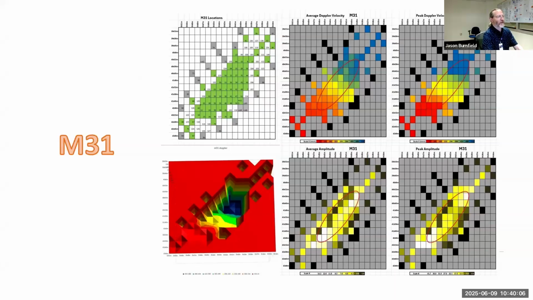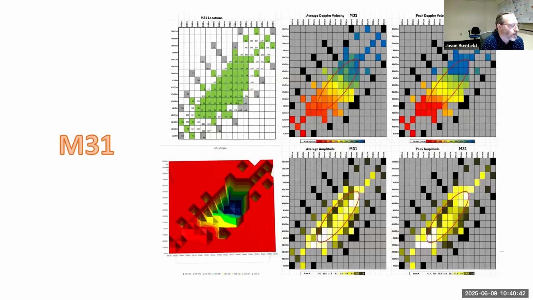So M31, I didn't fill in the entire disk, because it was a lot of points, and I kind of wanted to prioritize the smaller ones. But you can definitely see one of the things you can see clearly is that the hydrogen extends well beyond the optical disk. This red oval overlaid on the plot represents the edge of the visible disk in the optical. So look how much farther it extends.